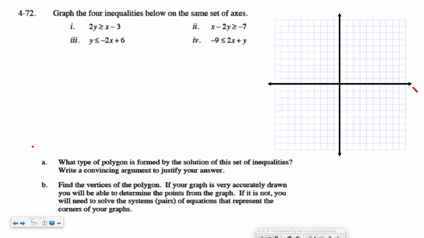We've got our x-axis, we've got our y-axis. All right, so first thing we need to do here is take them and get them into slope-intercept form.